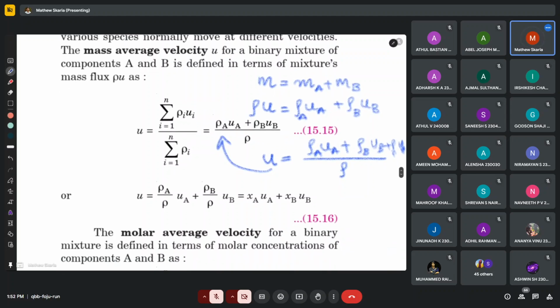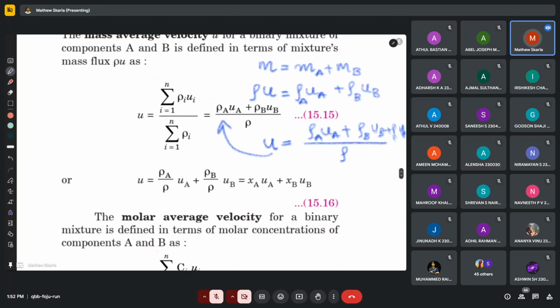Then, we can write this in another form, as rho A by rho plus rho B by rho. What is rho A by rho? Rho A by rho is nothing but xA, the mass fraction. Rho B by rho is xB, the mass fraction of species B. So in that form also we can write.